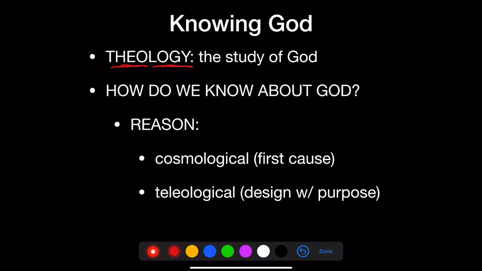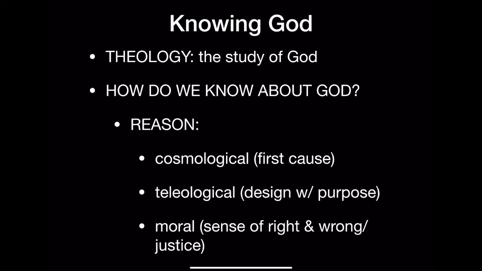Second is the teleological argument. This is design with purpose. As we look at our world, we see that there is purposefulness in how things exist. It makes sense that there is a designer. Classic argument here is that if a hurricane went through an automobile junkyard, it would not come out with a nice car on the other side of the hurricane, meaning random motion is not going to produce increasingly greater order. So, teleological argument.